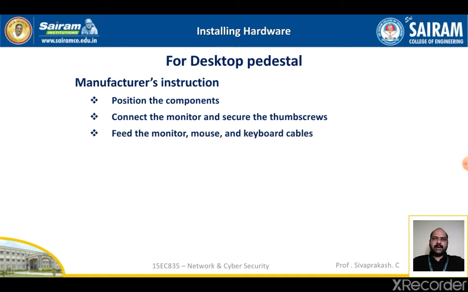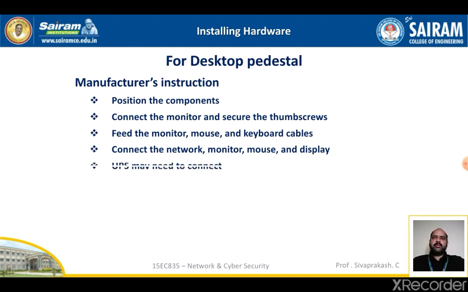Then we need to feed the monitor, mouse and keyboard cables, or any accessory cables, down through a desktop opening or around the back or side. And we need to connect the network, monitor, mouse and display cables to the pedestal. For the UPS, you may need to connect the battery by removing a panel and an instruction sticker, and then fastening an internal plug.